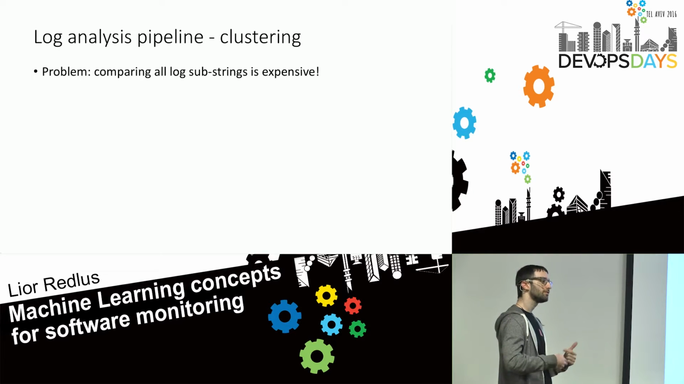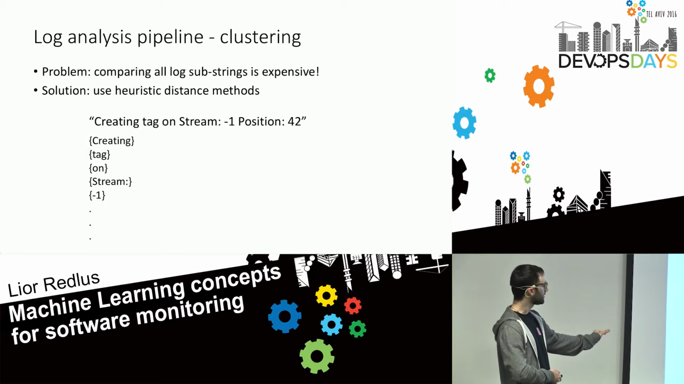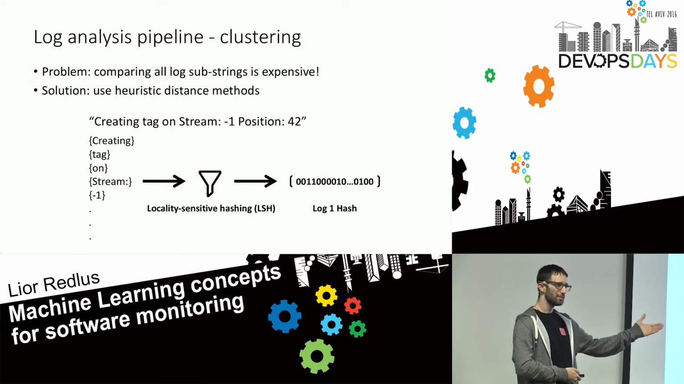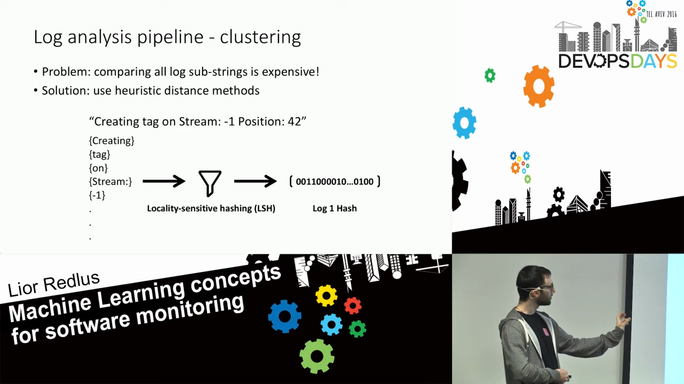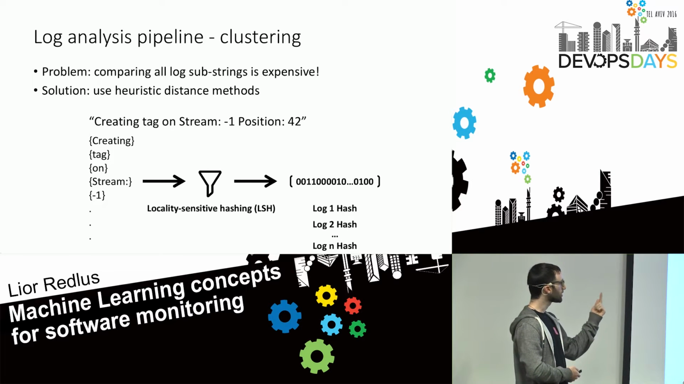So what we're going to do is find a heuristic distance metric that will take a log record, break it into the words that it has, and then through locality-sensitive hashing, we will receive a binary representation of a log record. And this binary representation can now be compared to all the other logs in a very quick way of bitwise operations, which are the quickest kinds of operations that a computer can do. And now we only need to construct this thing once for each log, and we can compare it many, many times to many other log records.